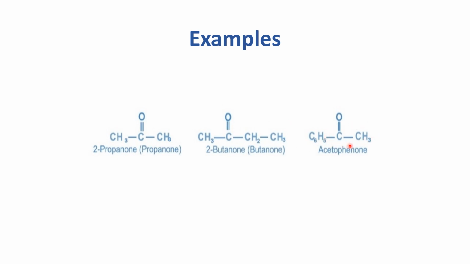यहाँ पे जो 2 कार्बन एटम्स हैं उसके लिए हम वर्ड यूज करें acid, और यहाँ पे जो C6H5 है that is phenone. So यहाँ पे भी we have an exception, that is acetophenone.